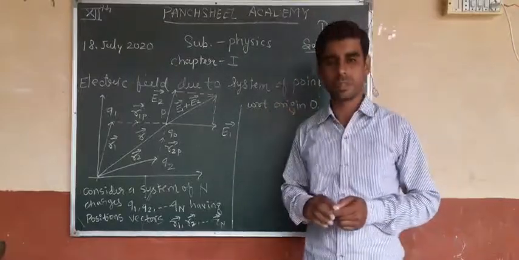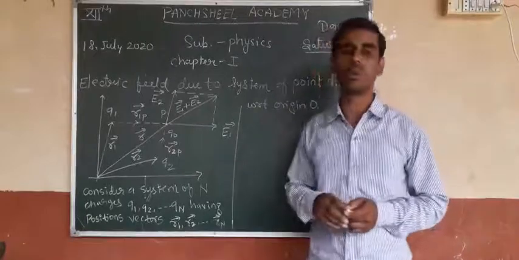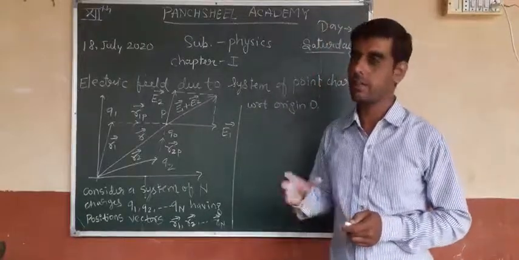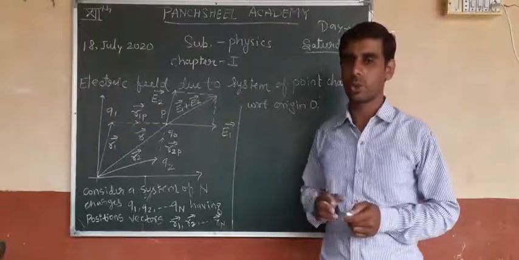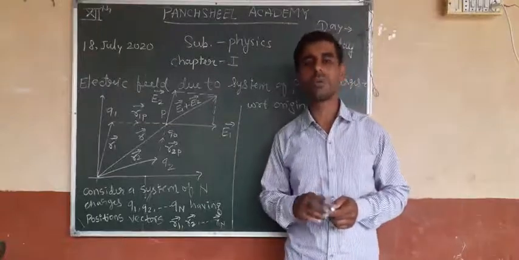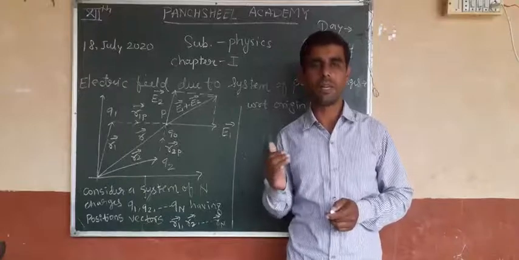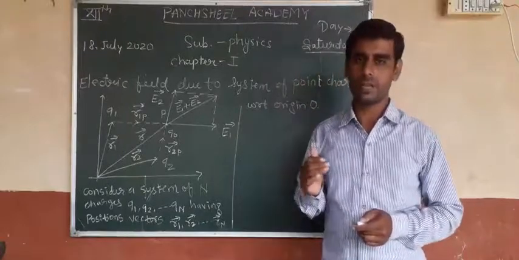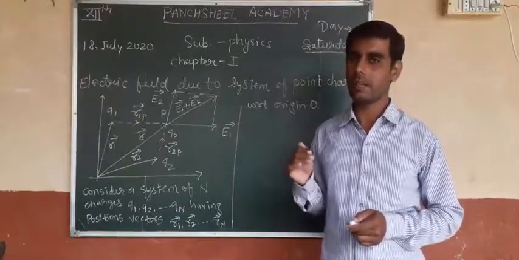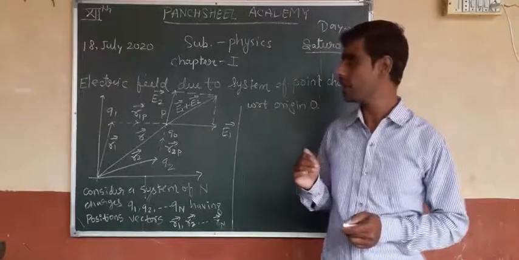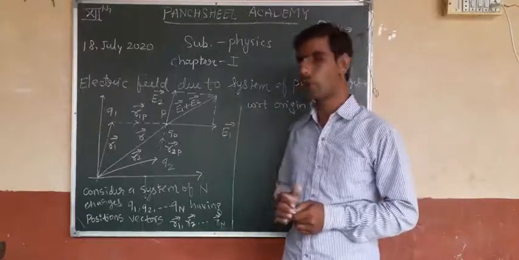We also discussed the electric field due to a point charge. The value of the electric field due to a point charge is equal to K Q by R square. What is the value of K? It is 1 upon 4 pi epsilon naught, so E equals 1 upon 4 pi epsilon naught times Q by R square.